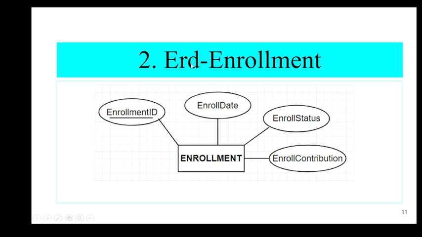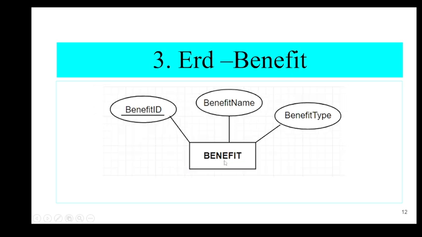Number 2, we have the ERD diagram for enrollment. Here we have enrollment as an entity enclosed in a rectangle. It is identified by the enrollment ID, which is the primary key. It is underlined. Then the other attributes: enrollment date, enroll status, and the enroll contribution. Under benefit, we have the benefit entity enclosed in a rectangle. It is identified by benefit ID, which is the primary key. We have the benefit name and the type.